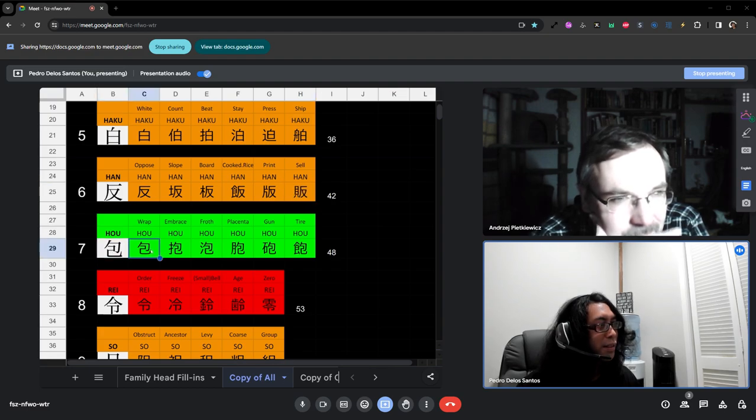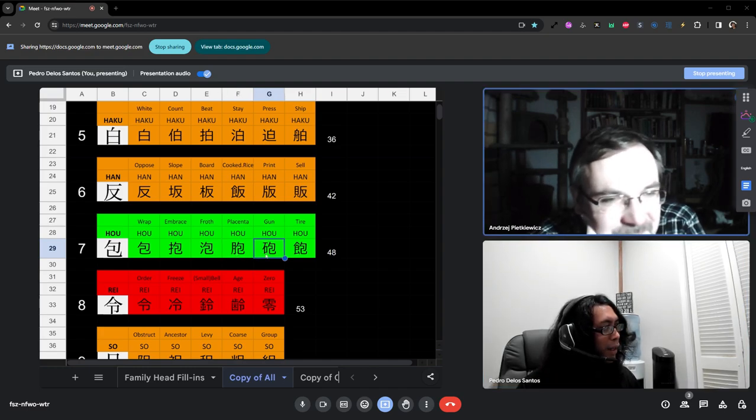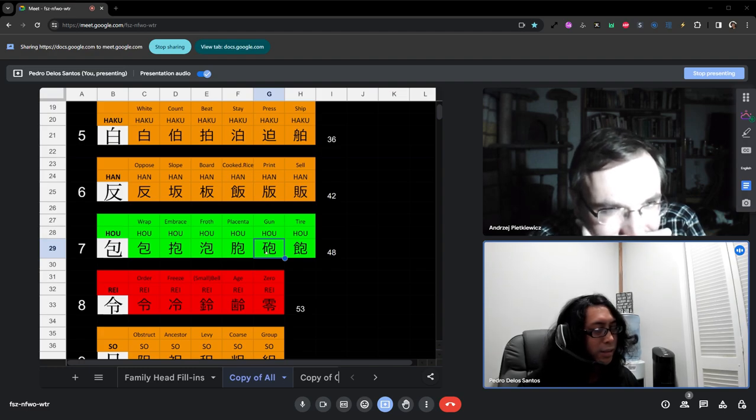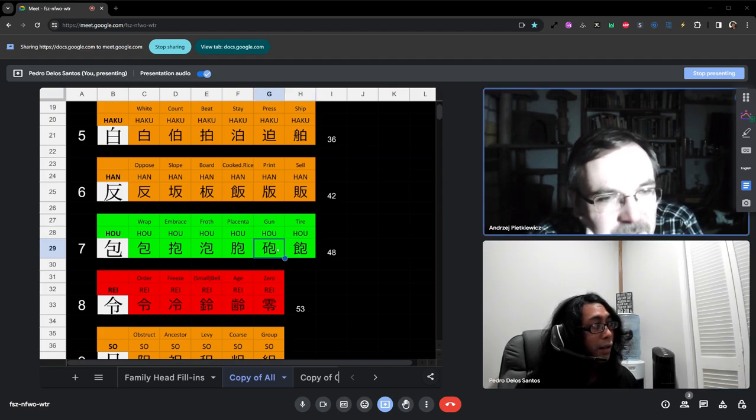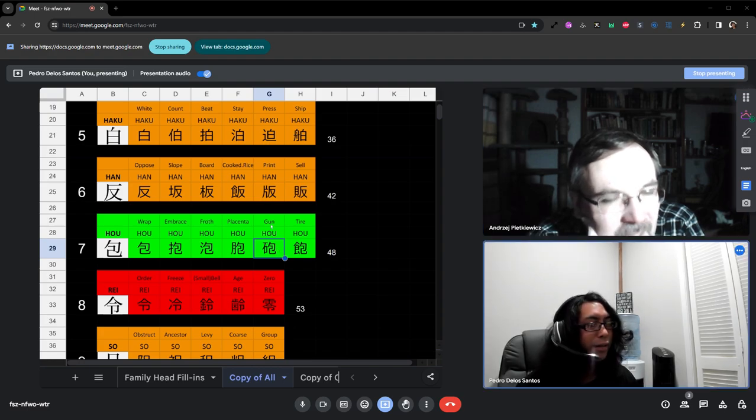This one here is whole, which is to wrap. You have the aggressive hand, embrace, water, froth. We got the body, placenta. And then we have this is rock or stone. So this is gun for a cannon. Gun, cannon.